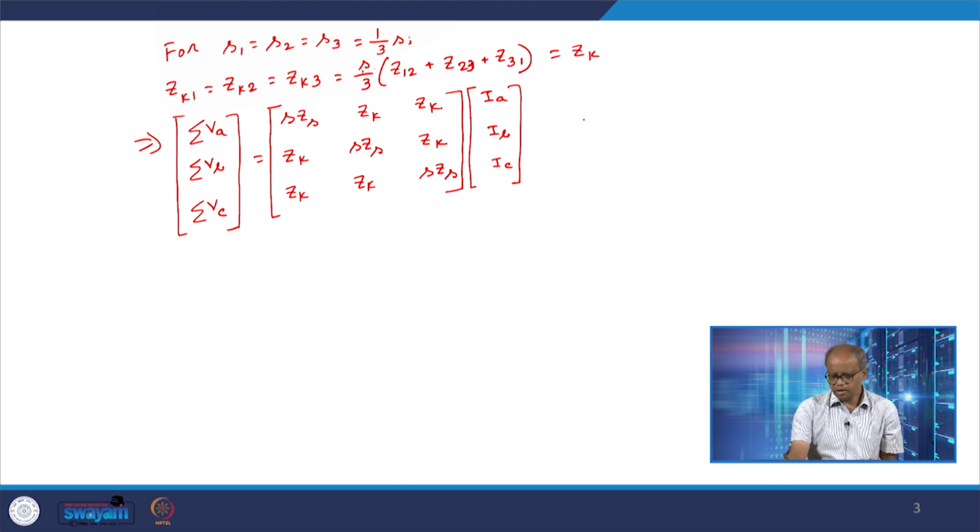So then therefore, from this relation I can simply say that ZABC is nothing but the matrix with entries Zs, Zk, Zk, Zk, Zs, Zk, Zk.